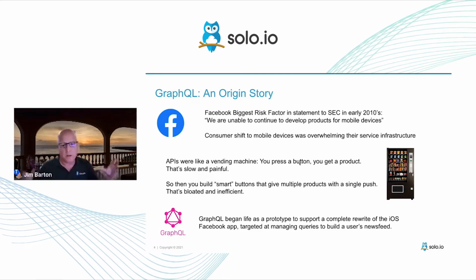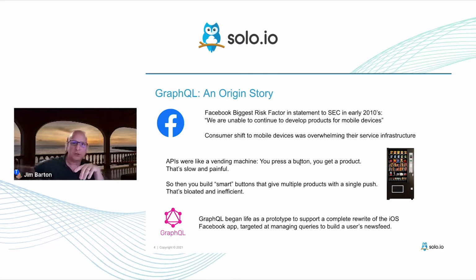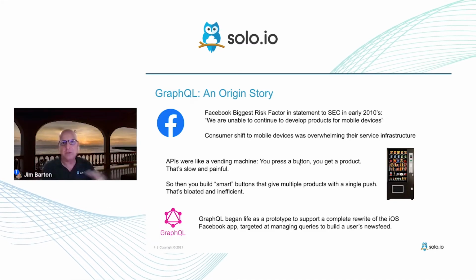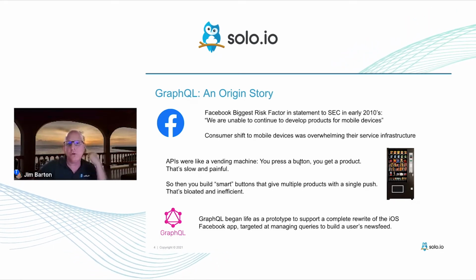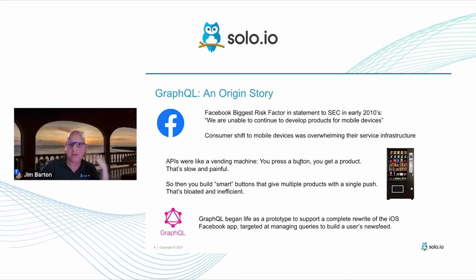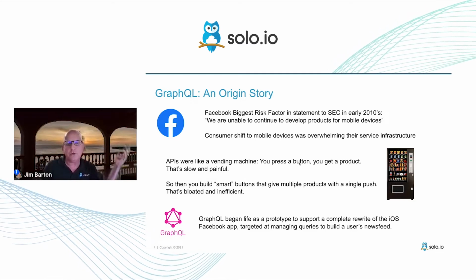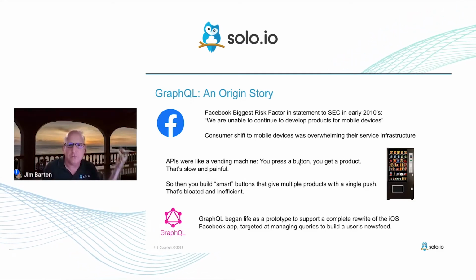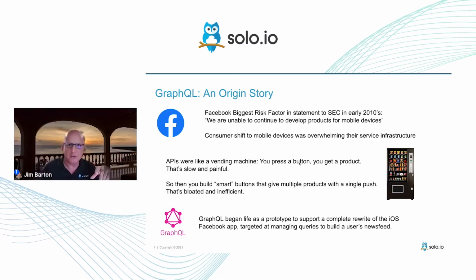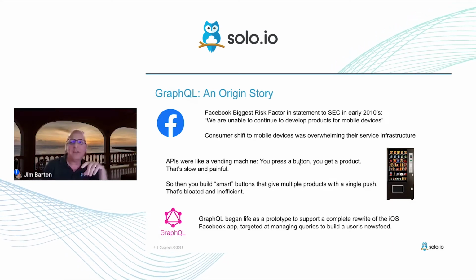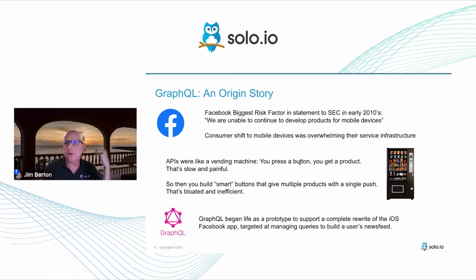So they put together a task force, a special team that went off into a separate room down at the end of an unused corridor at Facebook and really attacked this problem. And the problem they identified was that the APIs they were using were kind of like a vending machine. That's the analogy they use. So you press a button, you get a product, right? And the problem is when you're trying to build something really complex, like say, a user's Facebook newsfeed, you don't need to press one button, you need to press a dozen buttons, right? And so that's a really slow and painful and inefficient process.